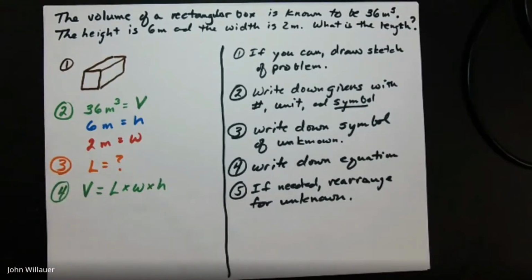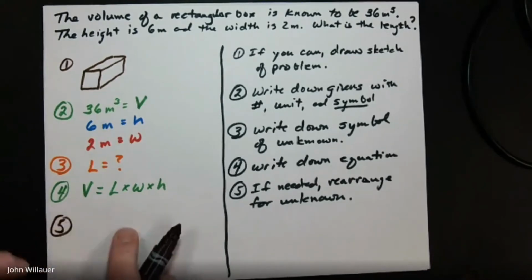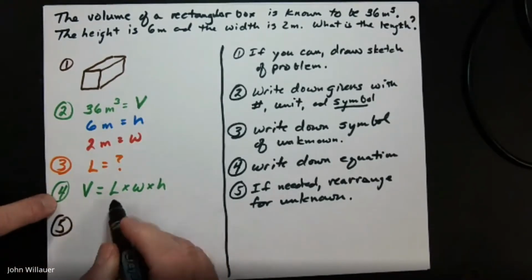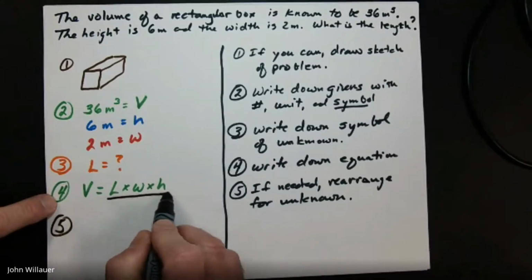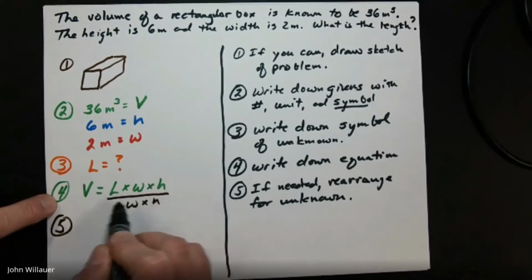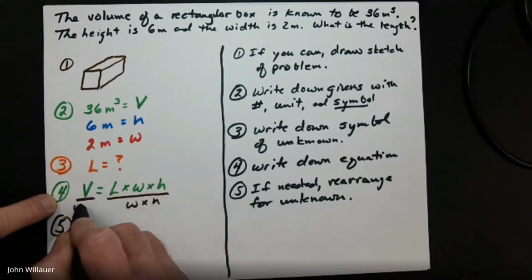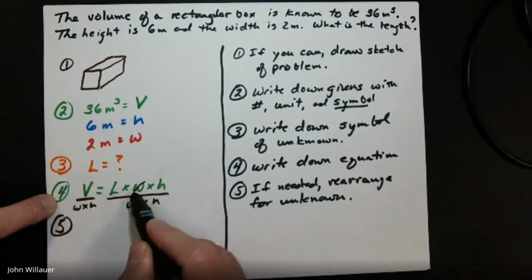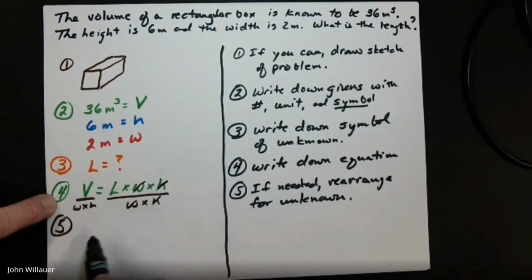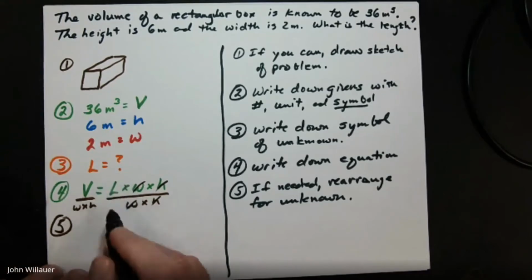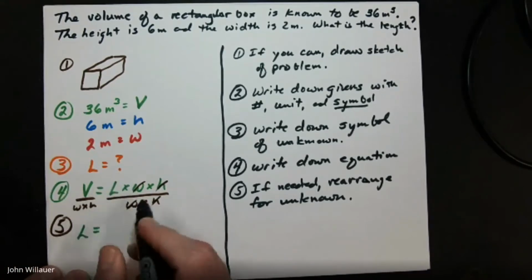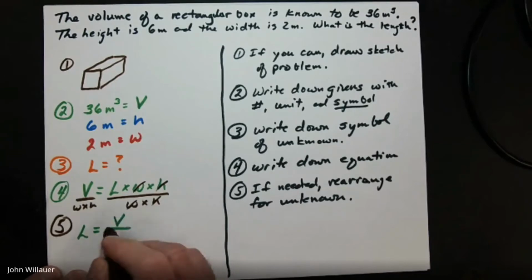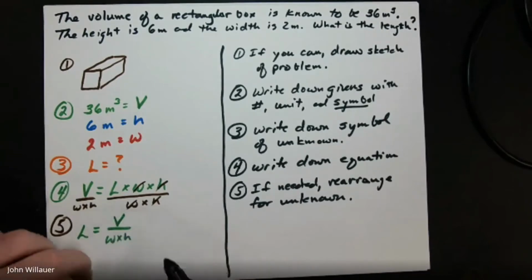And to do that, I'm going to do this one here in 2 steps because I'll use the equation I have here. To get L by itself, I'm just going to divide both sides by the width and the height. So width and the height both cancel. And then I can rewrite my equation the way I want it, which means the only thing left over here is the length equals volume divided by width times height.